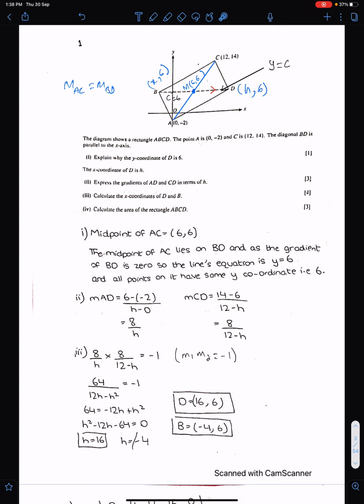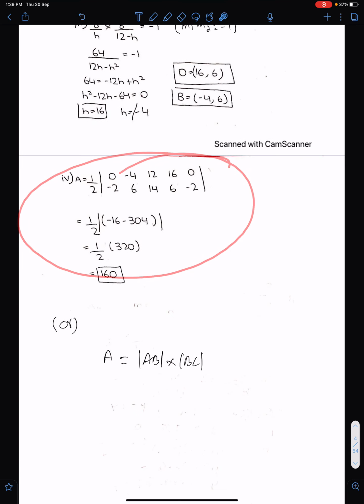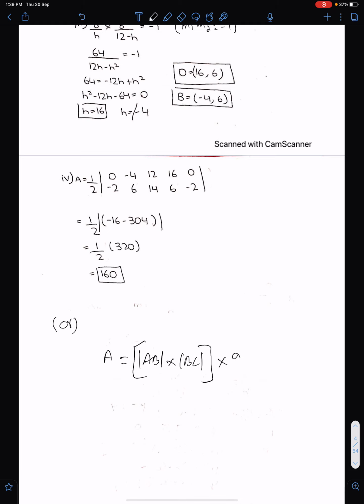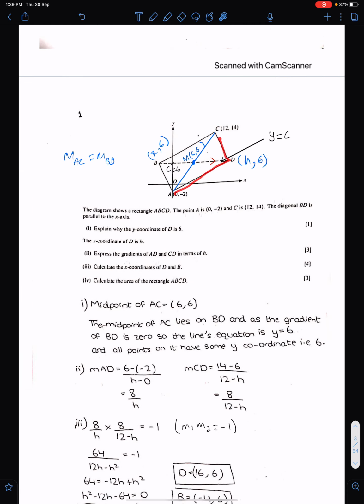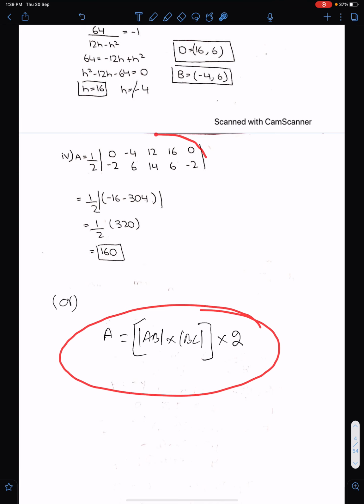Part 4, we need the area of ABCD. For this part, we have two options. We can either use this formula for area, or we can use this formula for area: length times width times 2. We can get the lengths of the two sides AB and CD, then add these two lengths and multiply the answer by 2. So we have this option and we have this option.